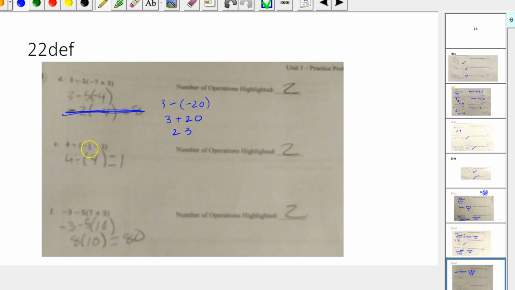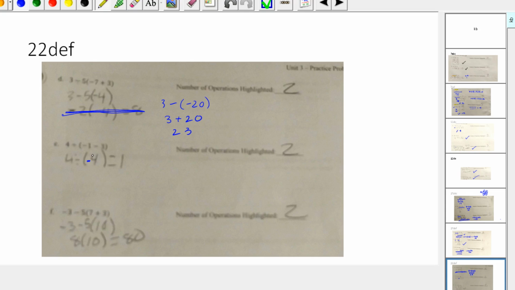In here, we do the parentheses, negative 1 minus 3, that's negative 4. Okay, so it looks like you're having some trouble with when you're adding or subtracting integers, what the sign is. It looks like you're confusing the rules.